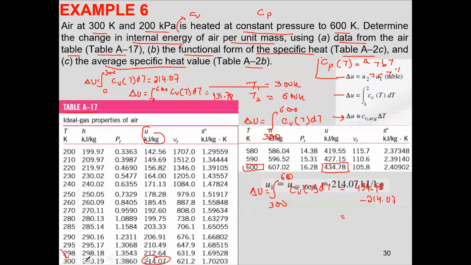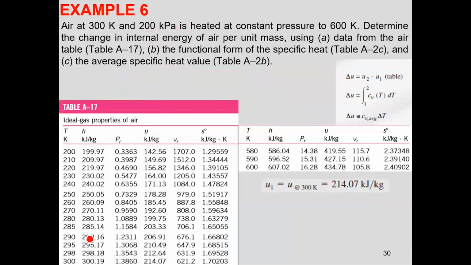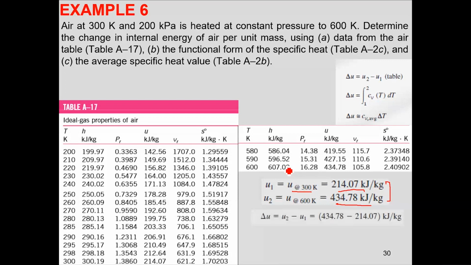Yes, sir. So if I erase all the ink, this is the value at 300 Kelvin, and at 600 Kelvin, this is my value. And the difference of the two would give me the change in internal energy as my system moved from 300 Kelvin to 600 Kelvin. Is this point clear, how to use table A17? Yes, sir. Clear. All right.